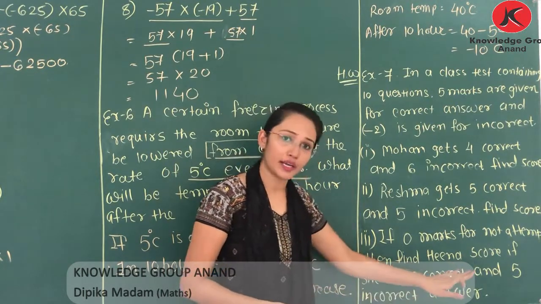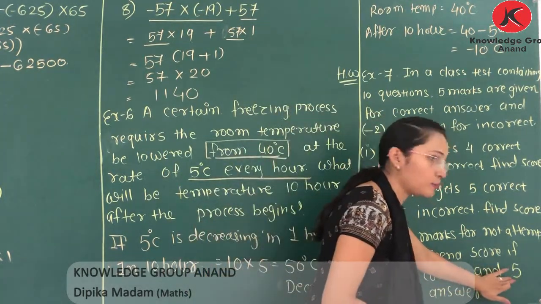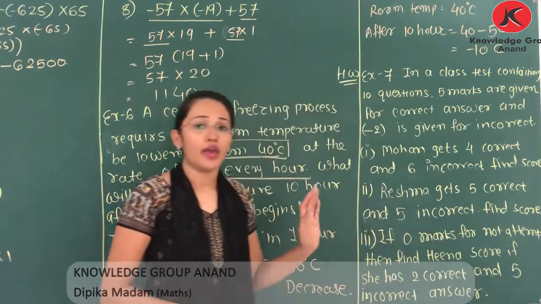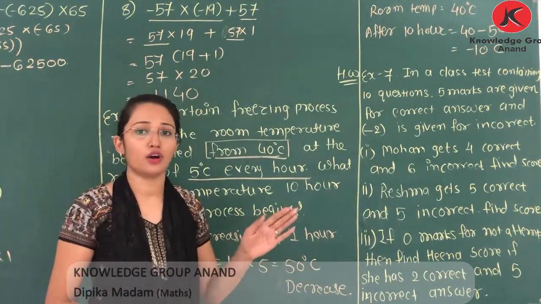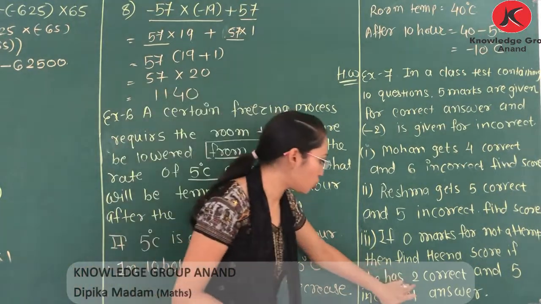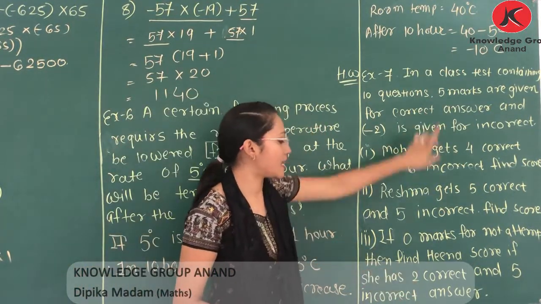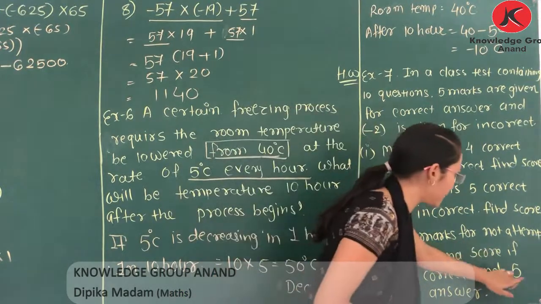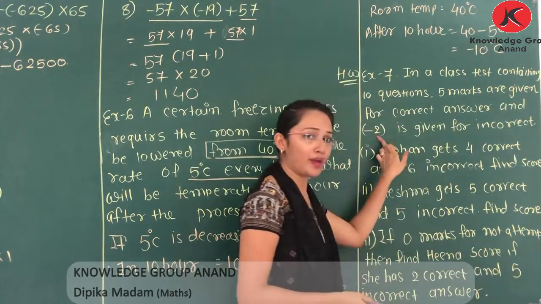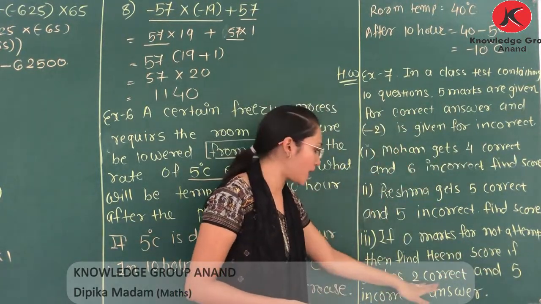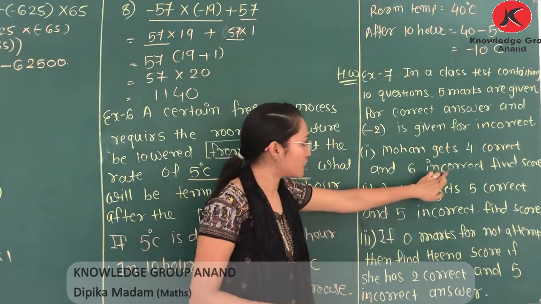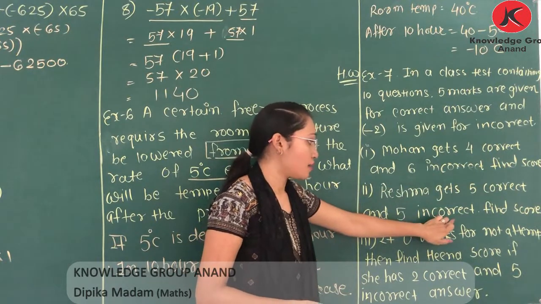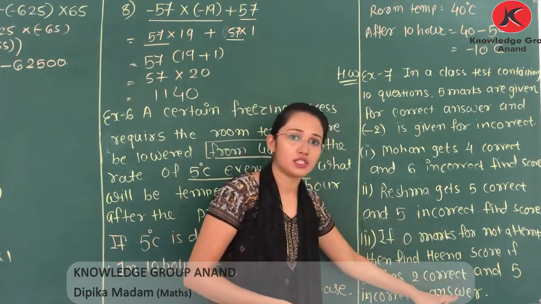It means how many did she attempt? 2 plus 5, 7 attempted. Of those, 2 correct and 5 incorrect. Okay, and 0 marks for not attempted. So for 2 correct answers, 2 fives are 10, and for incorrect answers, 5 multiply minus 2 is minus 10. So plus 10 minus 10, the answer will be 0. Okay, for this it is 8, for this 15, and for this it is 0.